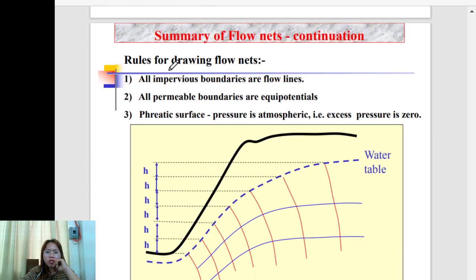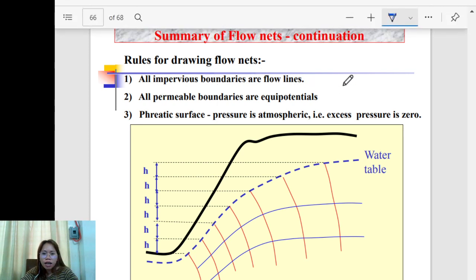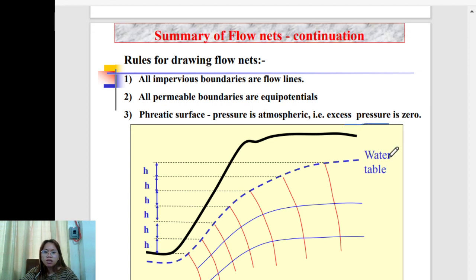Then summary of flow net continuation. Rules for drawing flow nets. All impervious boundaries are flow lines, no? Impervious boundaries. So all permeable boundaries are equipotential. So meaning equipotentials, katong perpendicular siya sa flow sa water. Impervious layer, the flow lines, no? Then phreatic surface pressure is atmospheric, that is excess pressure is 0. Phreatic surface, that is na-expose siya sa like open, no? Meaning the pressure is 0.